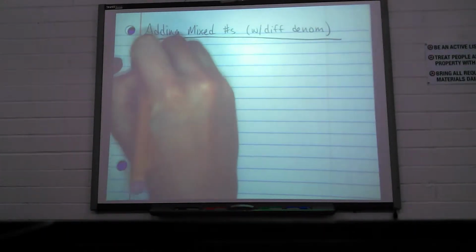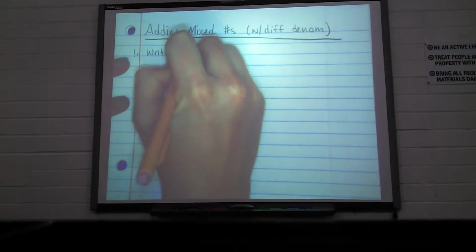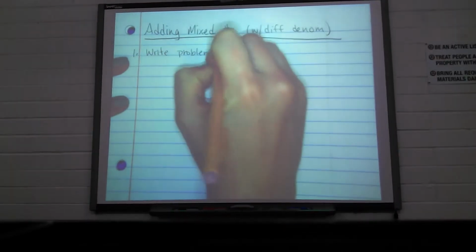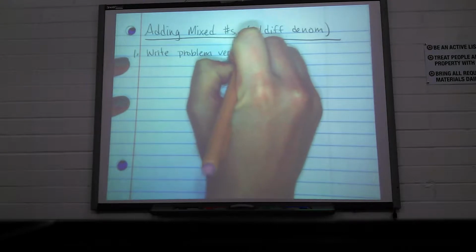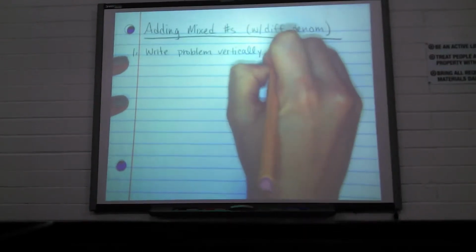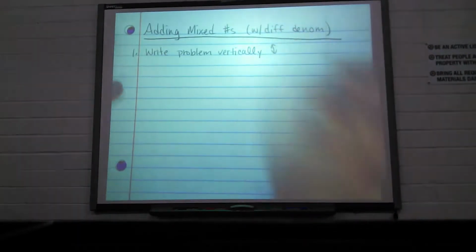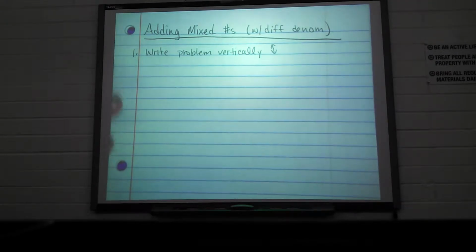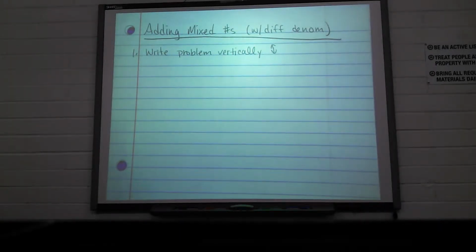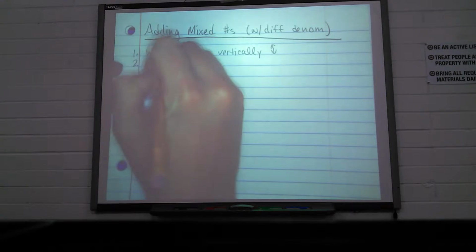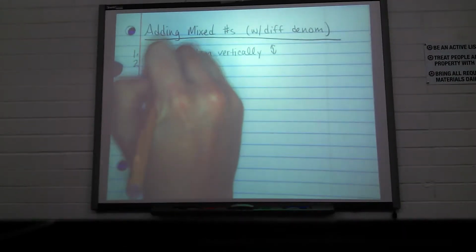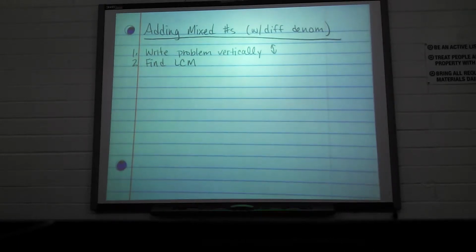And first step, write the problem vertically, if it's not already written that way for you. Most of the time it will already be set up that way for you, but just in case it's not. Second step, find the least common multiple to use as your common denominator. We're going to use the division ladder to do that.